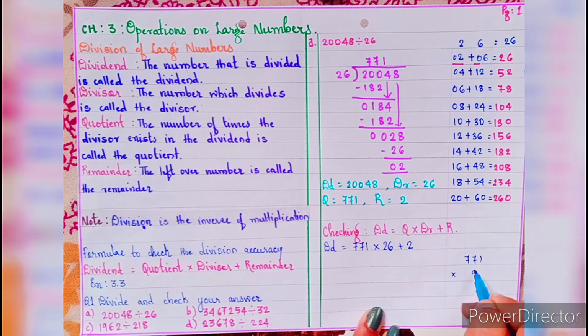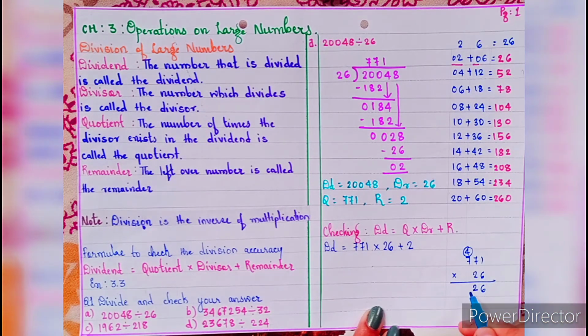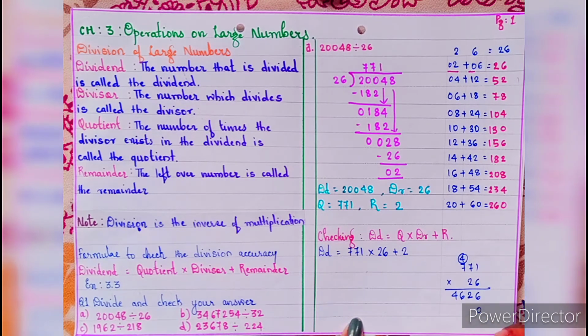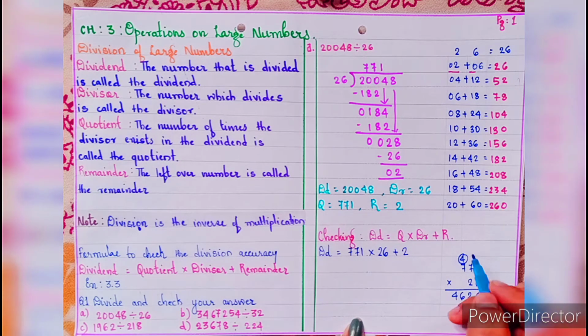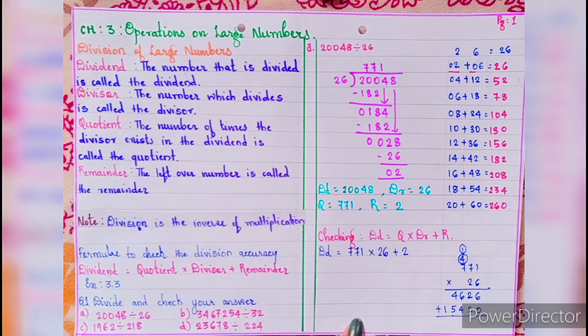771 into 26. 6 ones are 6, 6 sevens are 42. So 2 here, 4 carry. Again 6 sevens are 42 plus 4, 46. Now let's multiply by 20. So here I need to write 0. 2 ones are 2, 7 twos are 14. So 4 here, 1 carry, 7 twos are 14 plus 1, 15. Okay, and then I have to add this together.